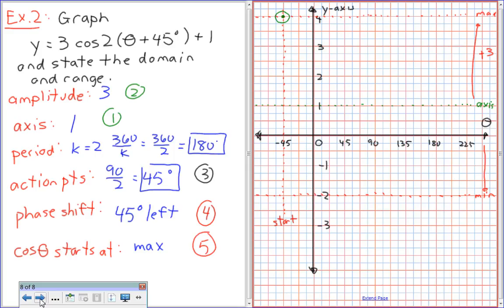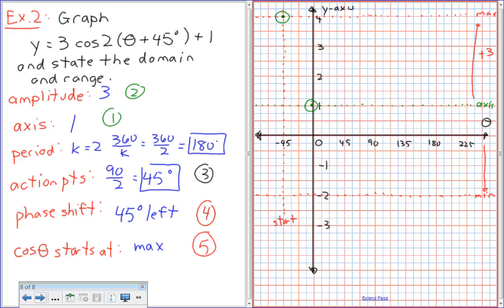All right, so can somebody be brave and tell me what my next point's going to be? My first point was negative 45 and 4. What's point number 2 going to be? 0 and 1. Good. So you're just going to step over by 45s each time, and you're starting at the top. The next point's going to be in the middle.